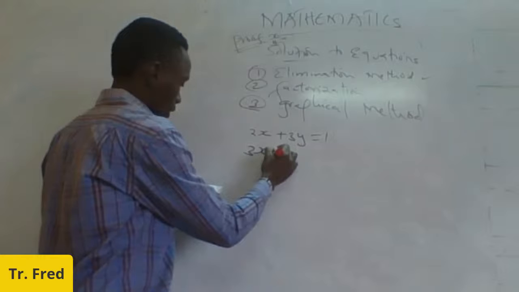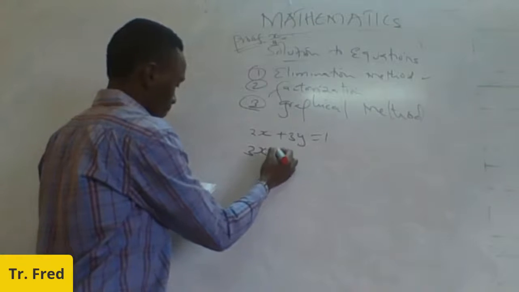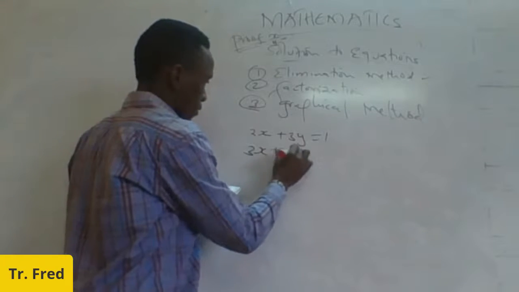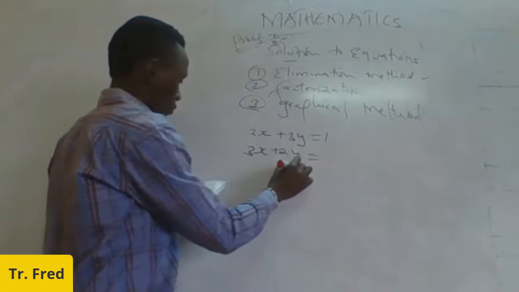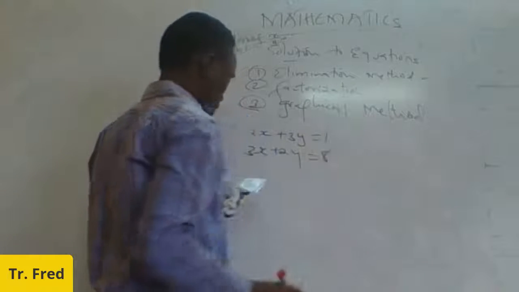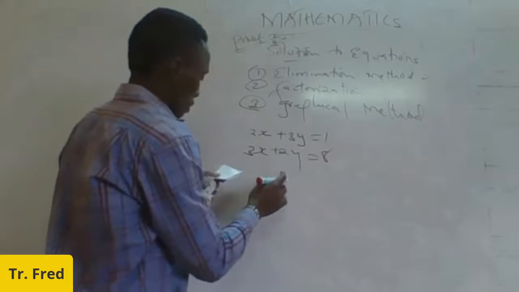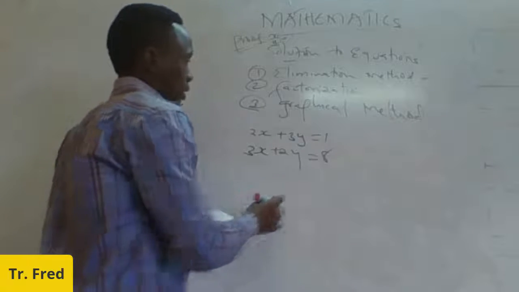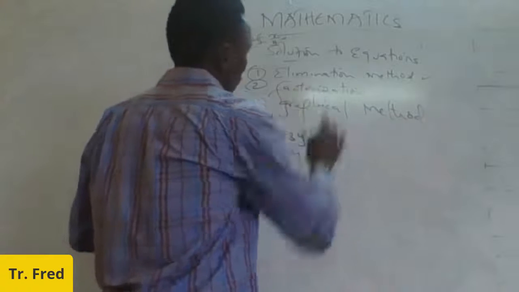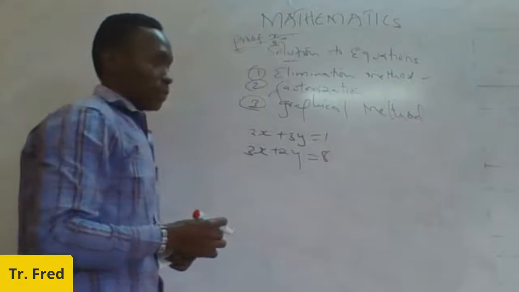Therefore, the other one will be 3x plus 2y equals 8. Now you are being taught to solve using the elimination method. How do you solve using the elimination method?